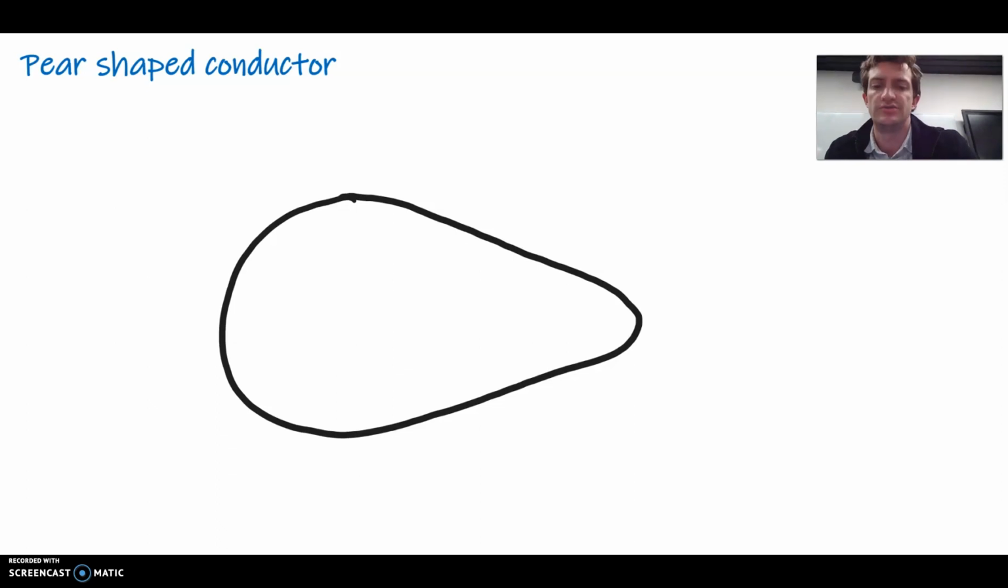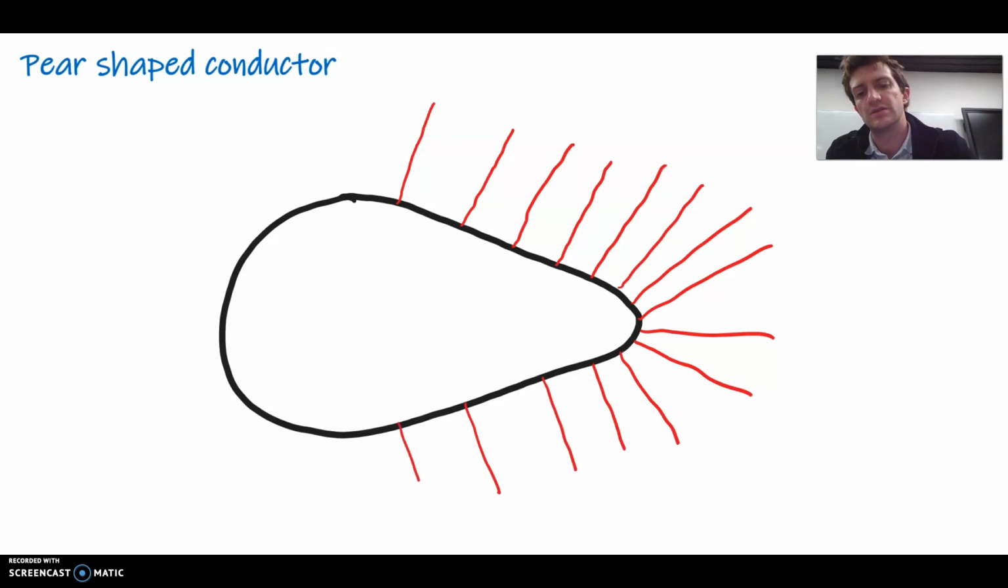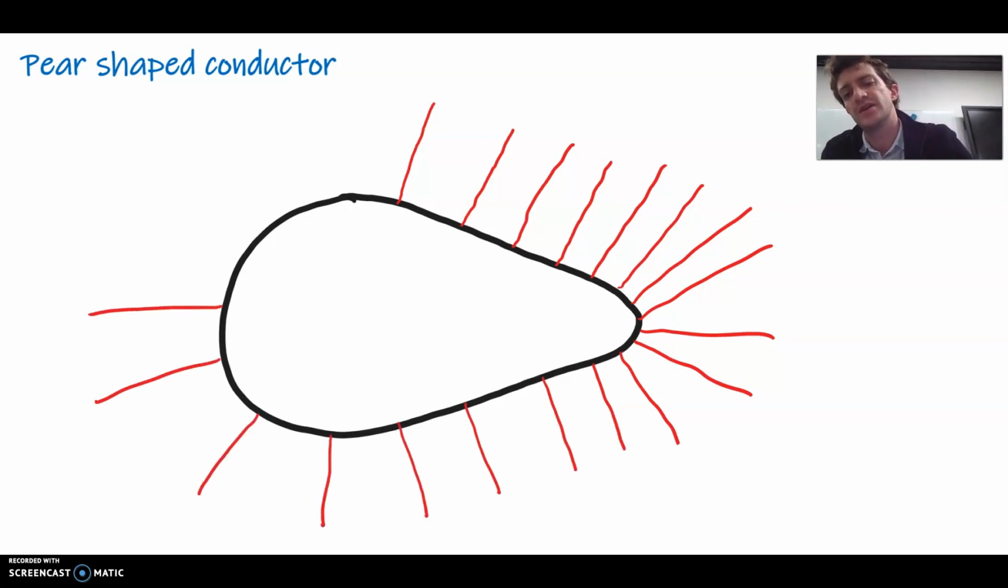Here, when you draw your field lines, you want to make them go straight out, nice and perpendicular to the surface, and as you get close to the sharp point, we need to draw more of them to show that the electric field is stronger near the sharp point. Then when we get to flatter surfaces, they need to be further apart to show that the field isn't as strong. So they clearly should be closer together near the sharp point.